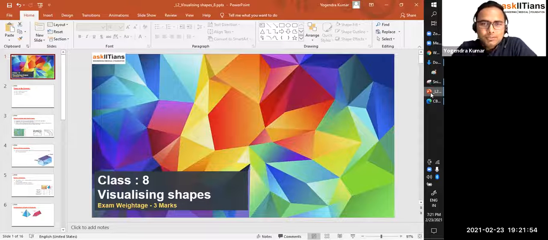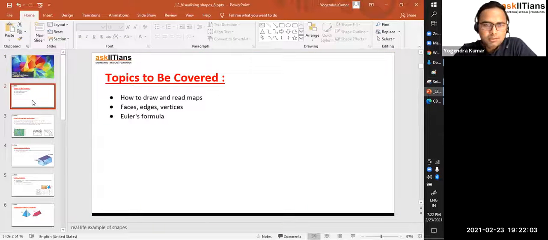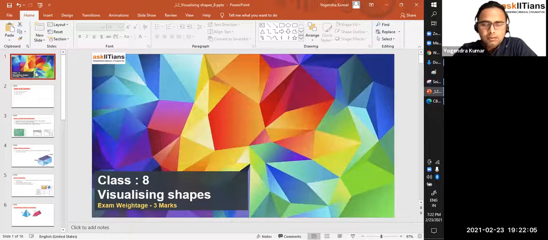Today we are going to do lecture number 2 on visualizing solid shapes. We have already done the first lecture on this chapter. I hope you remember all of those. We have seen what is front view, top view, and side view, and we got familiar with the different shapes also, right?